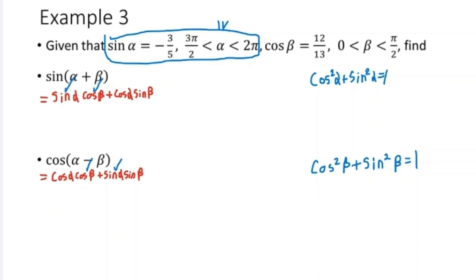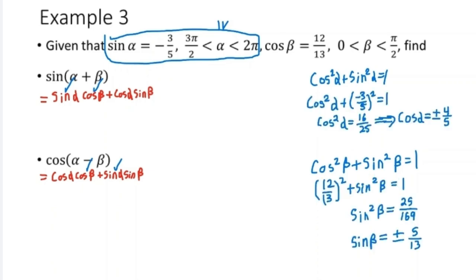Now, just like in our past exercises, we can plug in our known quantities for sine alpha and cosine beta and solve for the other trig function. And after plugging in and manipulating, we get that cosine alpha is positive or negative 4 over 5, while sine beta is positive or negative 5 over 13.